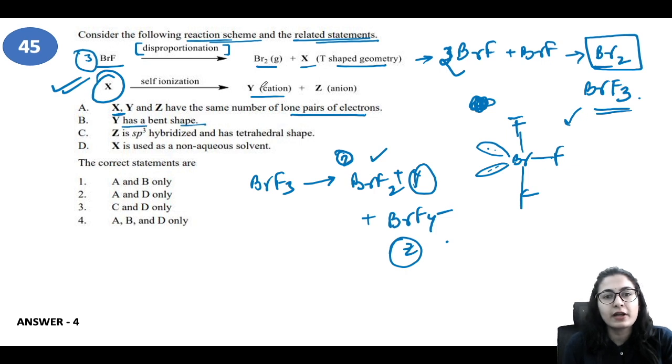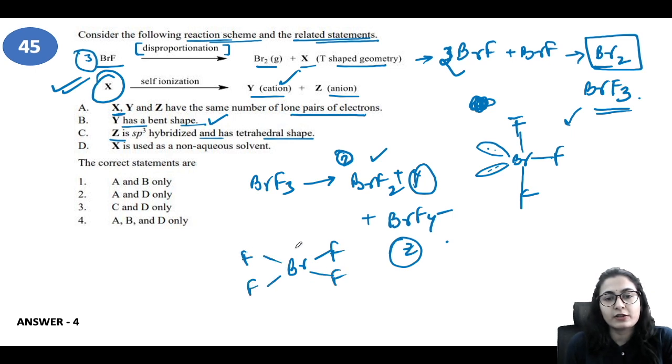Y has a bent shape. Y does have a bent shape. Yes, just like water, as I said. This is true. Z is sp3 hybridized and has tetrahedral shape. Z is the anion. Alright, it is BrF4 negative, but it is not going to have a tetrahedral shape because it is going to be having 8 electrons. It's going to be square planar. So C is wrong. X is used as a non-aqueous solvent. BrF3 is used as a non-aqueous solvent.